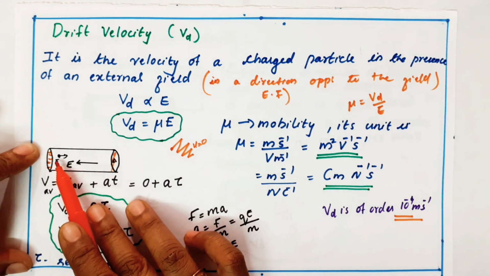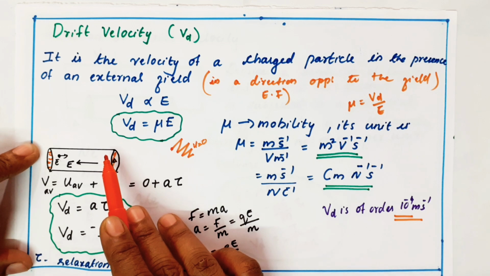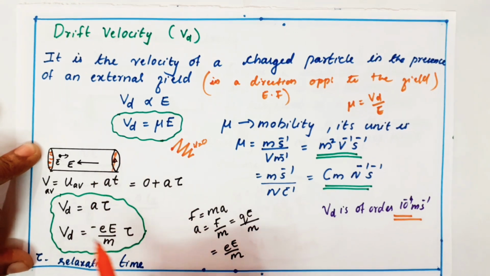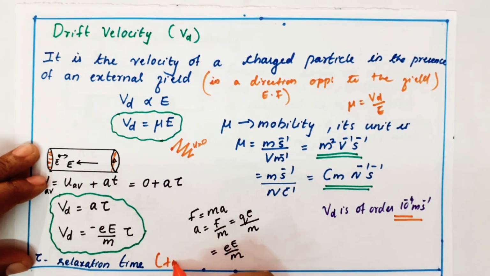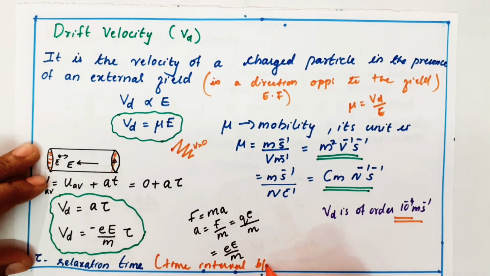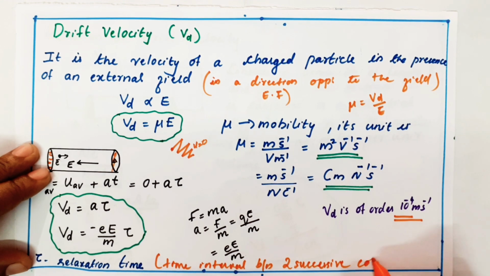It means if you are taking a charged particle, it collides with another charged particle, and it can collide with one more charged particle. So the time interval between two successive collisions is called relaxation time. What is relaxation time? Time interval between two successive collisions. I am writing in shortcut forms only, but I hope you are understanding. The time interval between two successive collisions we call by the name relaxation time.